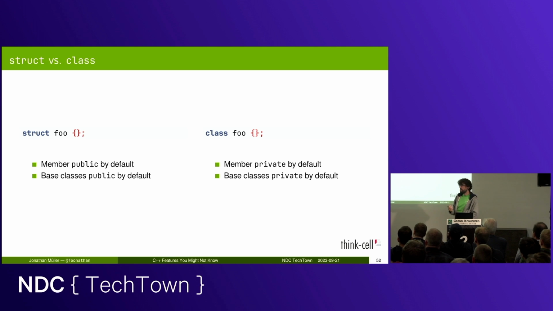So we've got struct and we've got class. And the only difference is the visibility, right? In a struct, everything is public, and in a class, everything is private. But there are a couple of more places where you can use the keyword class.